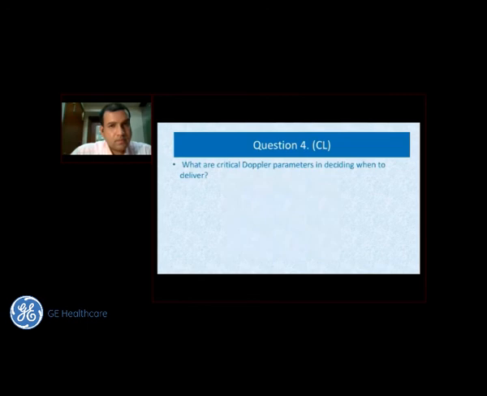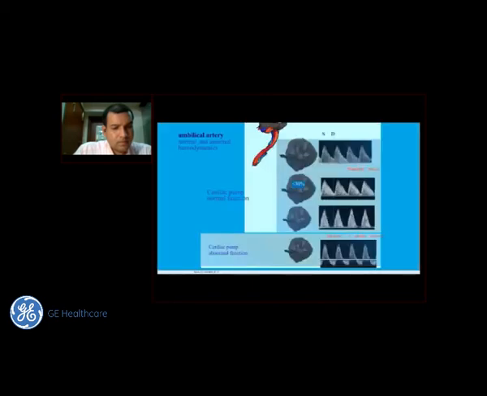So my next question to Dr. Chander, what are the critical Doppler parameters now that the patient has come to you for the final answers on when they should deliver? So what are the critical Doppler parameters in deciding when to deliver? So essentially, we always do a multi-vessel Doppler and we look at all the parameters.